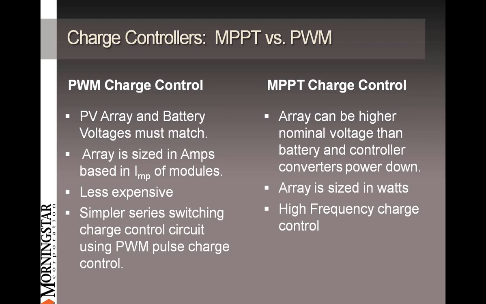So when you get to an MPPT controller, you get the benefit, of course, that the array can be a higher nominal voltage than the battery. So you can actually take a 48-volt input and charge a 24-volt battery at the output. You can't do that with a PWM controller. Not only is it extremely hard on the controller, it could damage it, and you'll actually see your power output severely derated if you try to do that. The array is sized in watts. You don't have to worry about amps anymore. You can really look at the true wattage rating of the module now. And as I said before, it's a very high frequency charge control, which gives a lot of benefits.